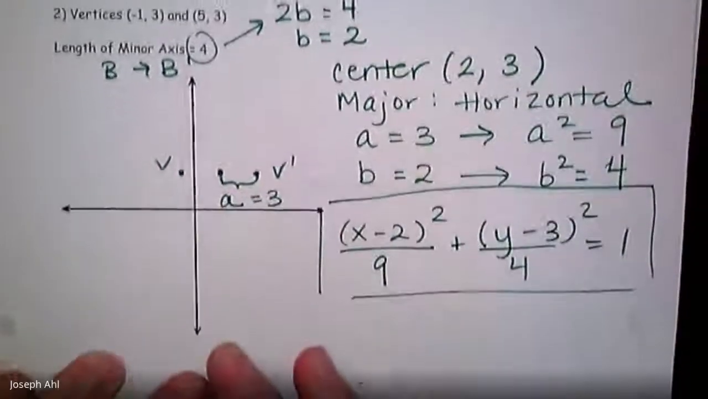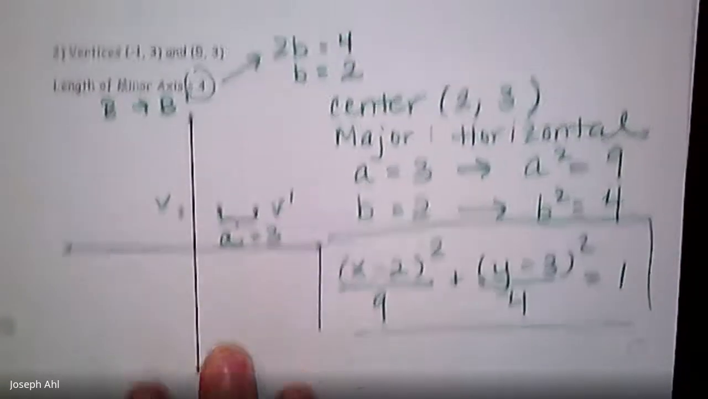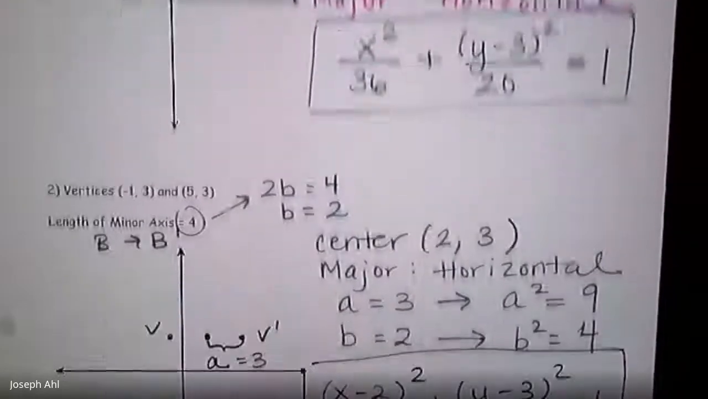And that's pretty much the process. If you can identify center, a and b, and then which way the major axis is going, you've got all the pieces. Sorry, that one was not as colorful as this one up here. All right, let's keep going.